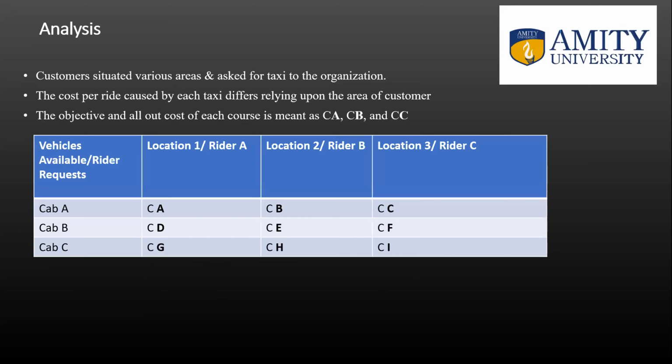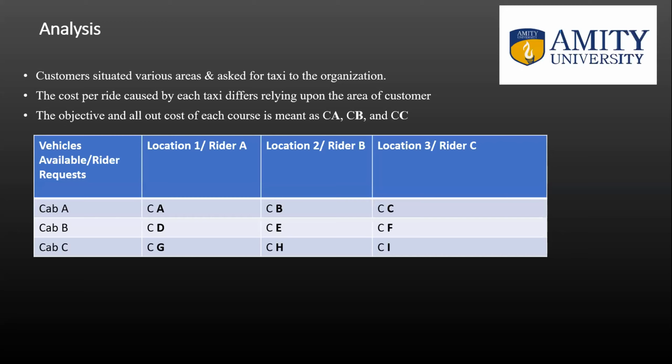The customers are situated in various areas and ask for taxis from the organization. The cost per ride incurred by each taxi differs depending on the area of the customers, and the objective and overall cost of each route is denoted as CA, CB, and CC. The bold letters are the customers, that is A, B, C, and so on.